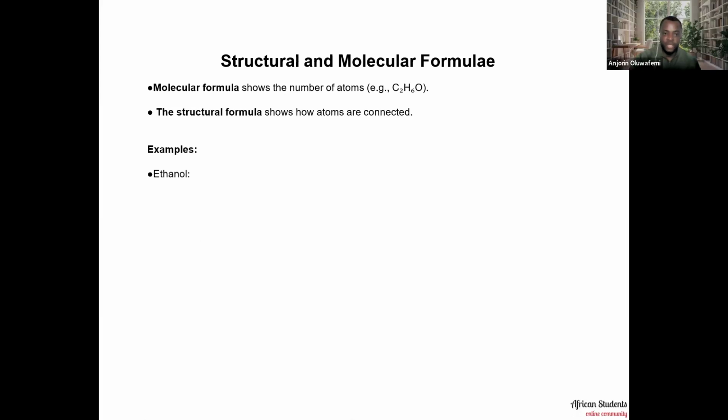Ethanol, for an example, the molecular formula for ethanol is just C2H6O. But structurally, it's CH3CH2 bonded to OH. So structurally, it is different. The structural formula is CH3CH2OH, while the molecular formula is just C2H6O. So we can see how the atoms are connected in the structural formula. The molecular formula just shows the number of the atoms that are present. You have two carbons, six hydrogens, one oxygen, and that's that for the molecular formula.